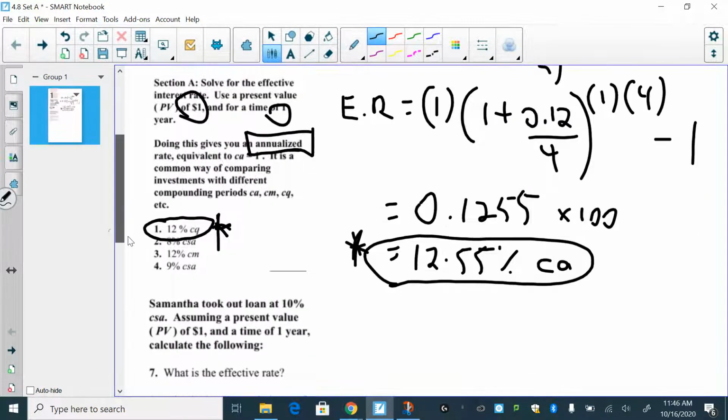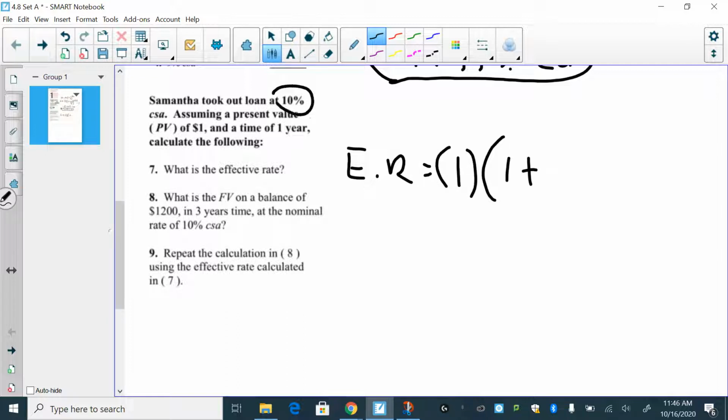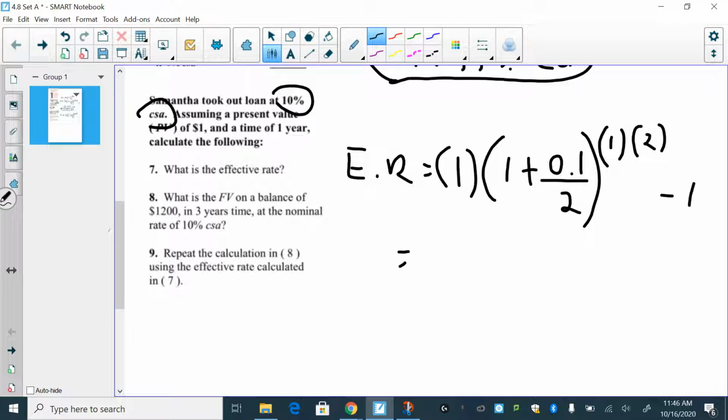Okay, so let's look down here. We've got a 10% loan compounded semi-annually. Let's look at the effective rate. Present value is always a dollar, so $1. 1 plus r over m, so 10%, 0.1. M says compounded semi-annually this time, so 2. Time is always 1 year. And we said semi-annually, so times 2. And then don't forget to subtract 1 at the end there. So I'm going to go 0.1 divided by 2 plus 1, all to the exponent of 2, and then minus 1.